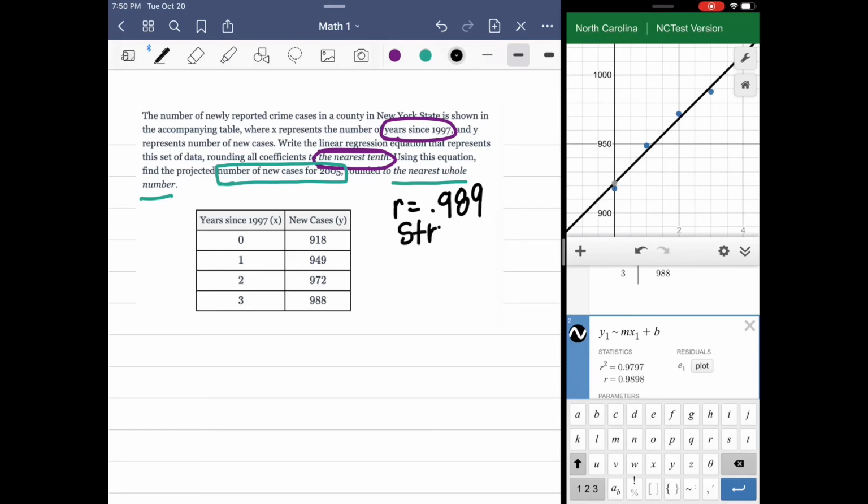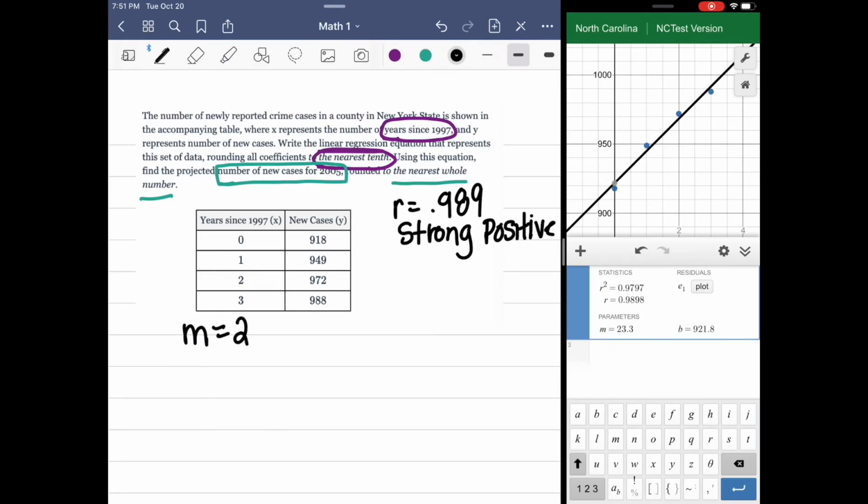All right, so again, just a couple of things. My r value is 0.989, so this is going to be strong and positive. So this is a good fit. Now, it says to write the equation. So I have an m. My m value is 23.3. And my y-intercept is going to be 921.8.